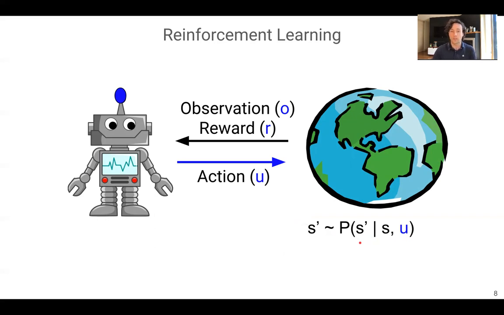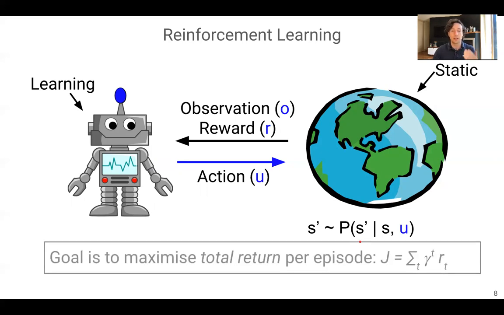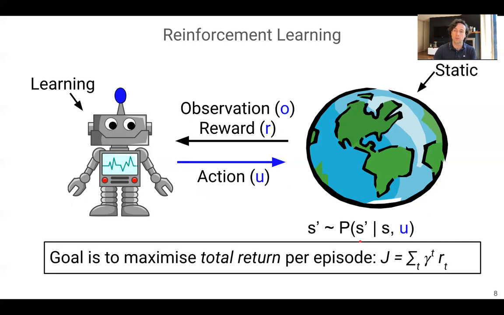Note, though, that while the state is dynamic and updating, the environment itself is assumed to be static, i.e. the transition probabilities and the reward function are static. And this means that the agent can interact with this environment many, many times to learn an optimal policy. An optimal policy is one that maximizes the total expected return per episode, which is the sum of the rewards discounted by gamma, the discount factor.